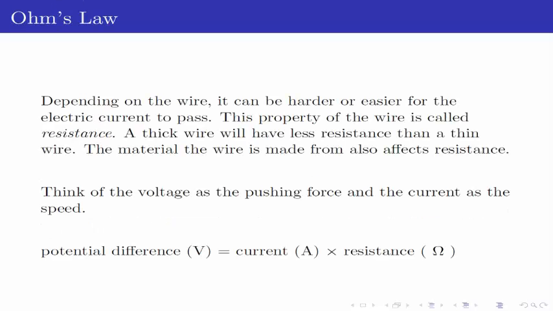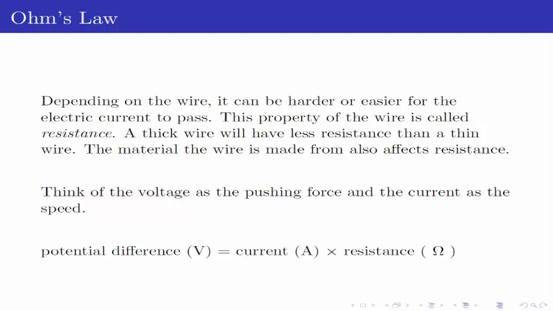Depending on the type of wire that you use, it can be harder or easier for the electric current to pass. So think about it like a pipe. It might have more or less resistance, and this property for electricity is also called resistance. A thick wire, for example, will have less resistance than a thin wire. The material that the wire is made from also affects resistance. At one end of the scale you have insulators like plastic, through which electricity virtually does not flow. At the other end of the scale you have a material like copper, where electricity can flow through it very easily.